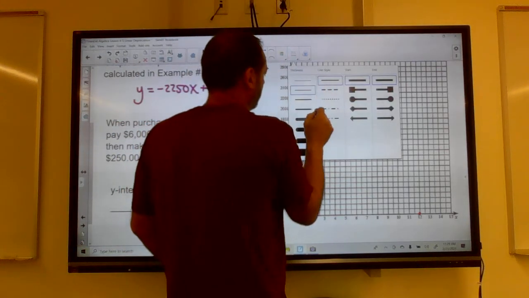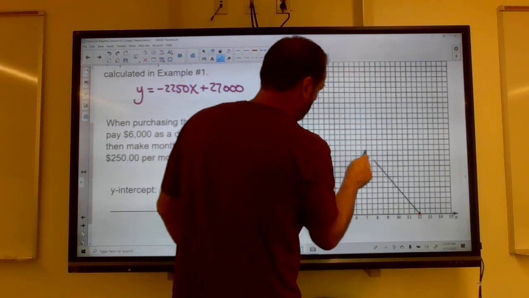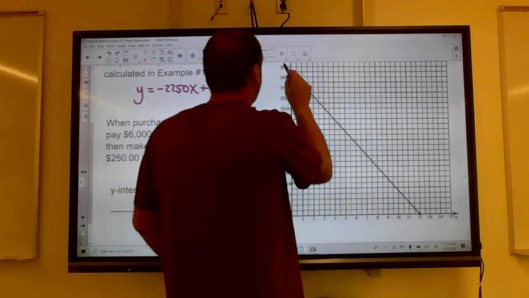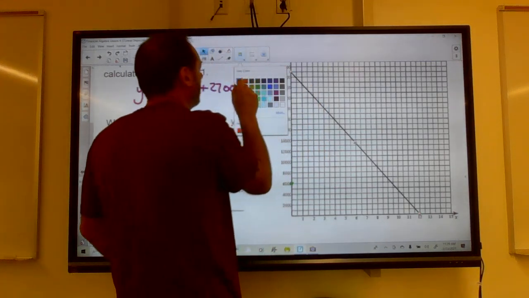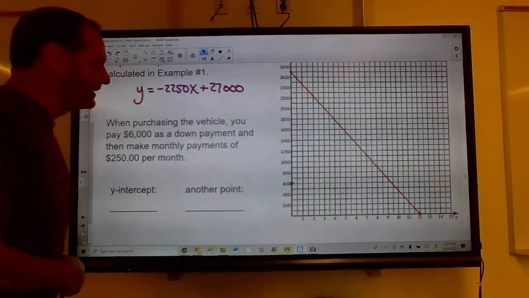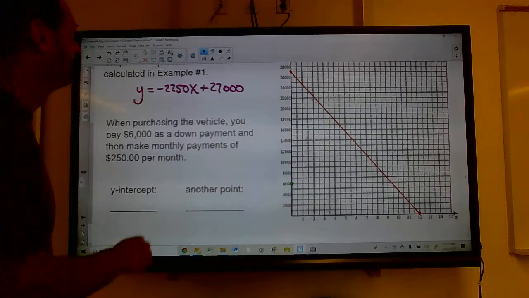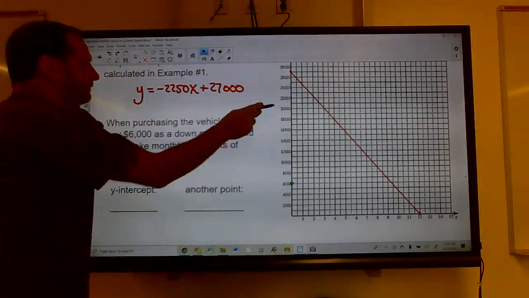So let's make this a little thinner. Make sure we're right here. All right, so that's pretty accurate. We'll make that line so it stands out. Okay, there's my depreciation line. Let's make it red.